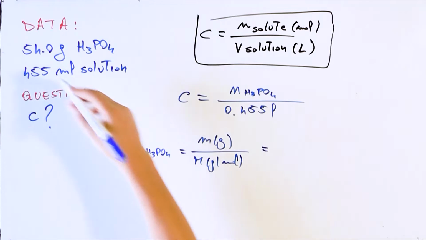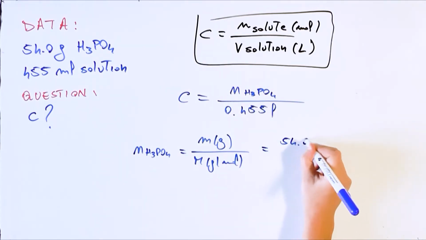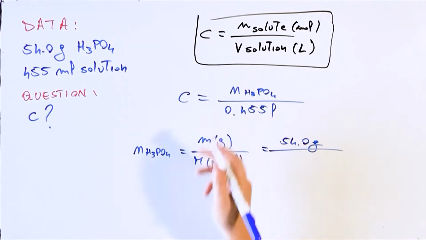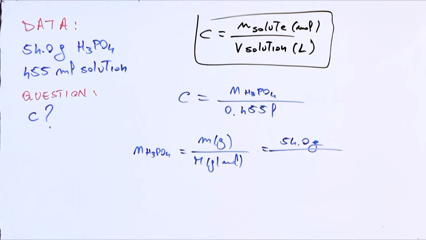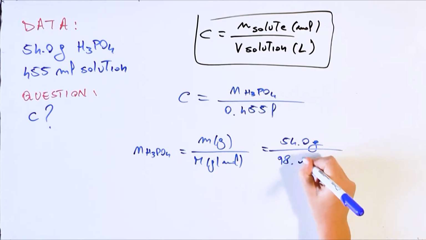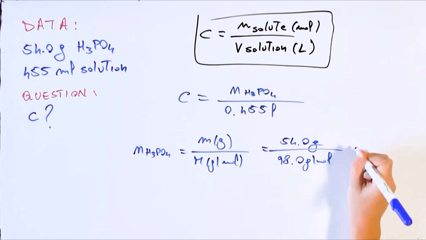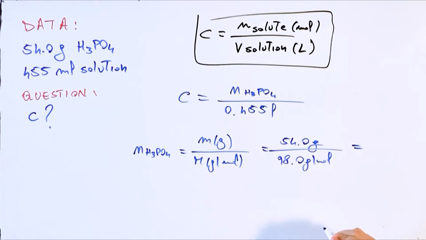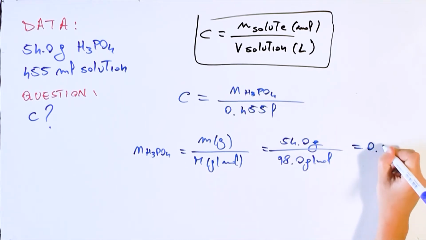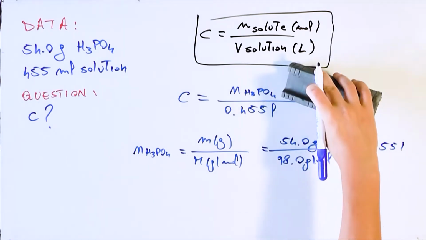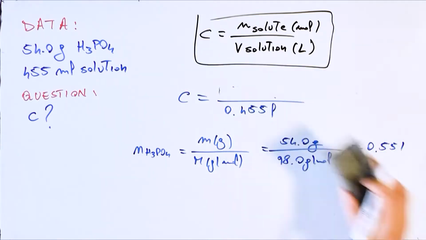The mass of solute is 54, and the molar mass, you can calculate it or Google it if you're lazy, and it's 98.0. This is equal to 0.551 mole. So let's put it here.